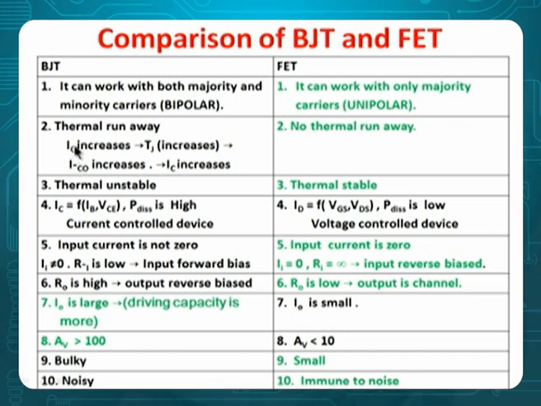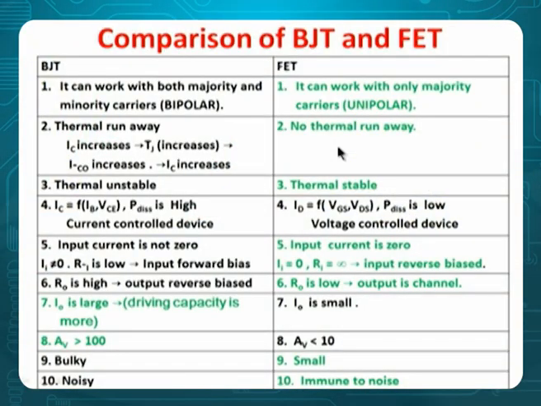In BJT, IC increases TJ, TJ increases IC naught, and that increases IC once again. So in this process, junction temperature is continuously increasing. That's why it is called thermal runaway. Here, no thermal runaway. In fact, here also there is a temperature, but not cumulative. For example, drain current will create some temperature, but there is no minority current. That's why there is no cumulative problem, and no thermal runaway.